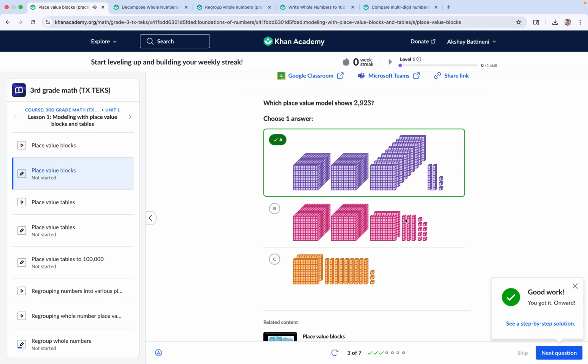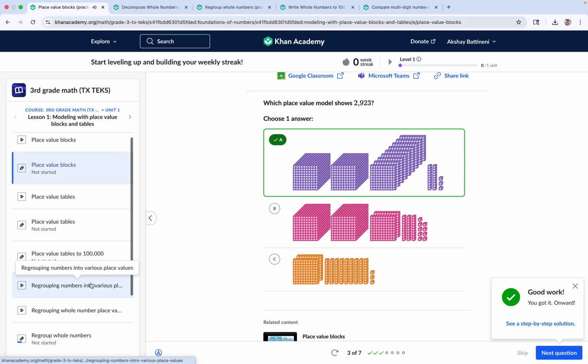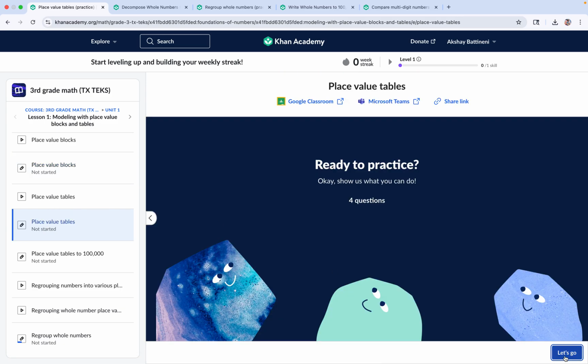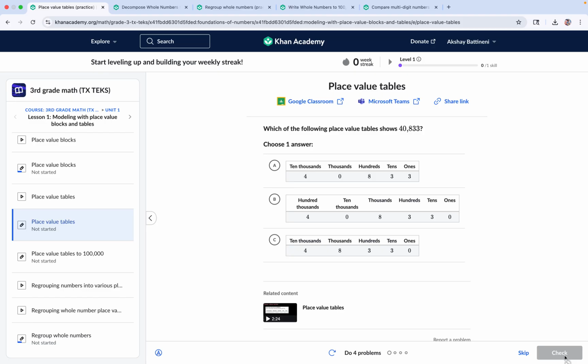Okay, I think that's enough of this. Why don't we go to the next one? Let's go to some tables. Okay, I didn't really go over this, but this should be pretty easy after how I explained the place values. So, which of the following values show 40,833?